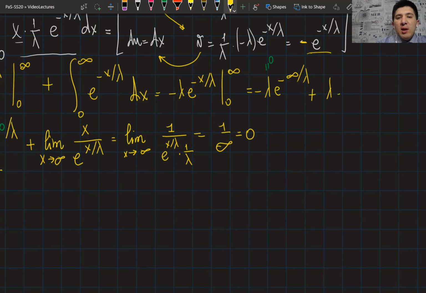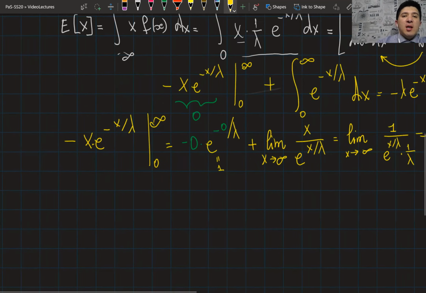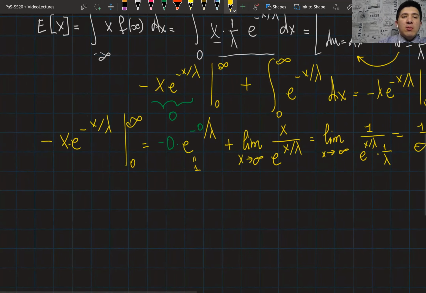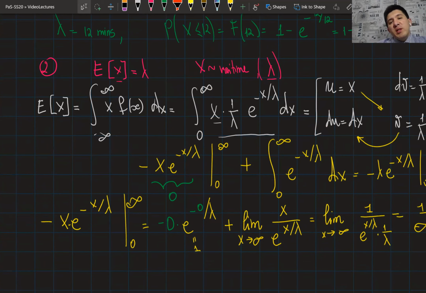Plus lambda e to the power of minus 0. This term is equal to 1, so the answer is lambda. We've just shown that the average waiting time is equal to lambda, but please note that we knew this before, right?